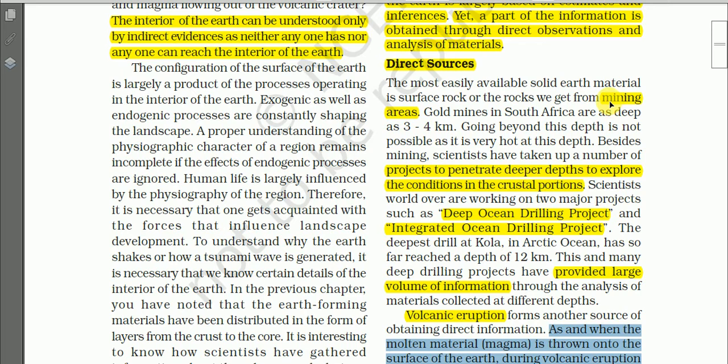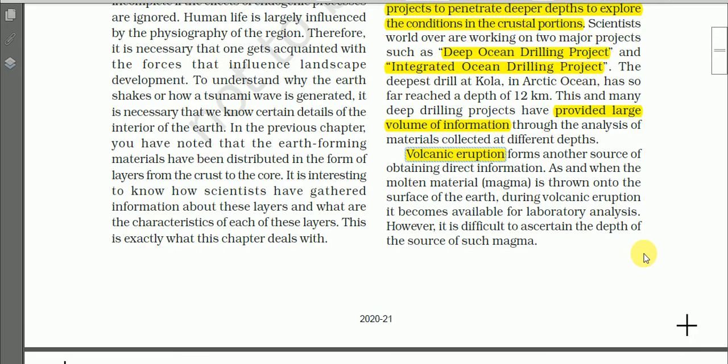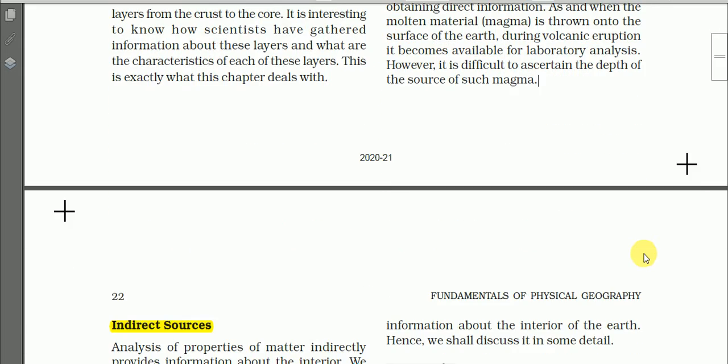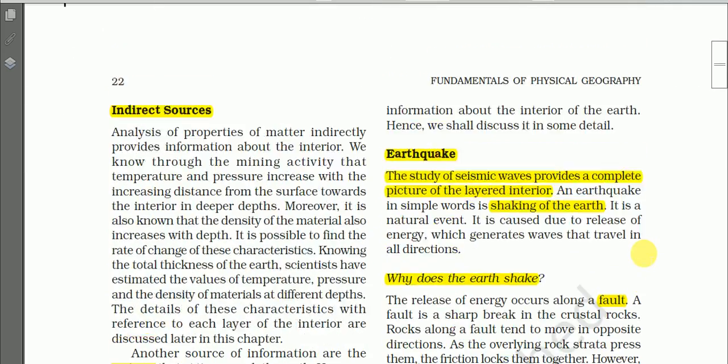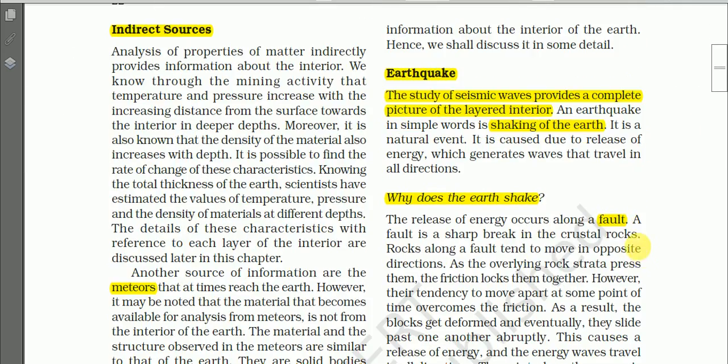The first one is mining. The second one is deep drilling projects, and the third one is volcanic eruptions. So these are the three important direct sources of information about the Earth's interior. Do you have questions about these direct sources of information? Do you have a question?